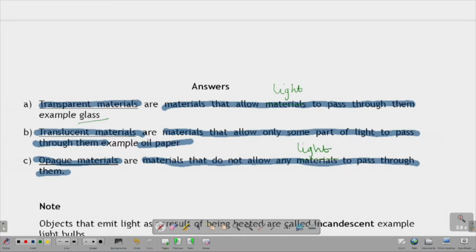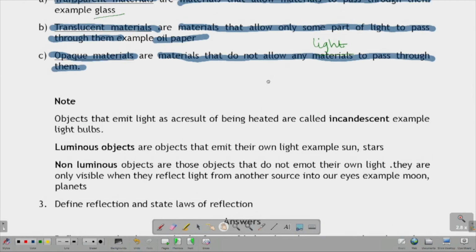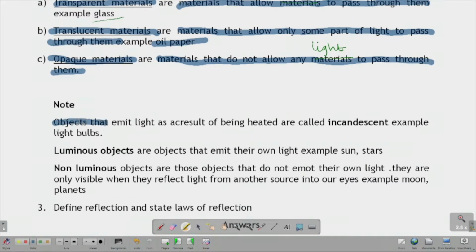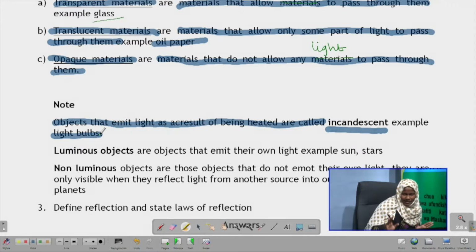So those were the definitions of transparent material, translucent material, and opaque material. So here I have some notation. It says that objects that emit light as a result of being heated are called incandescent materials. Example, light bulbs. So there are these objects that do not emit light, but when they are heated, they emit light. These are called incandescent materials.